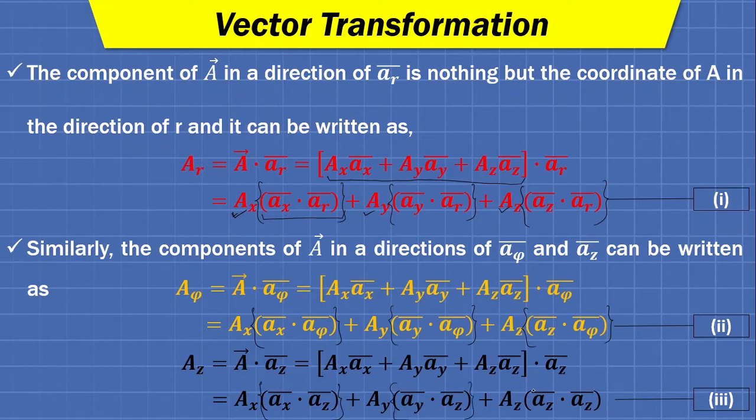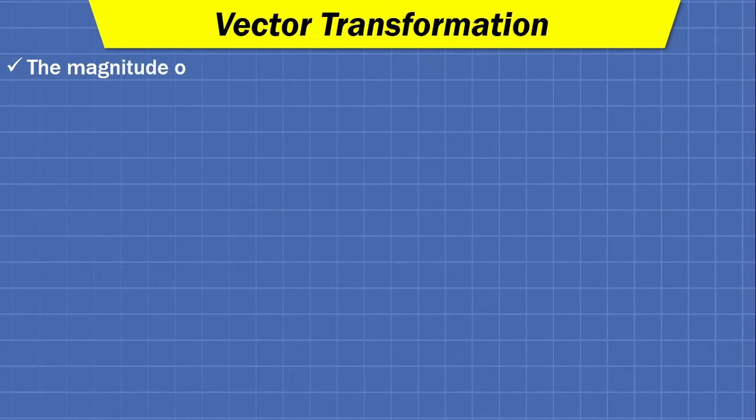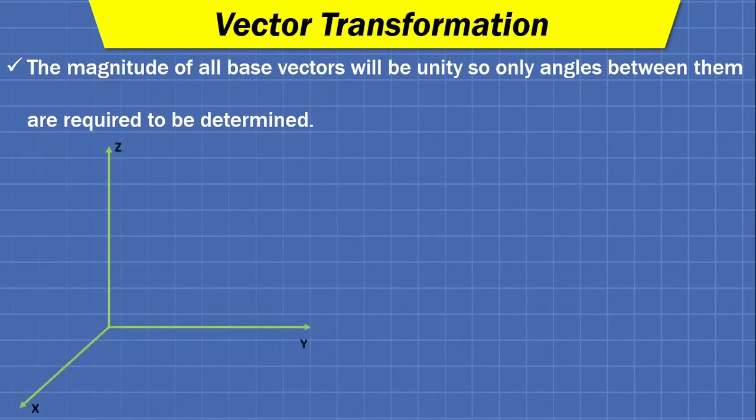So let us learn how we can calculate these 9 dot products. The magnitude of all base vectors is unity, so only the angles between them are required to be determined. Here I have taken a right-handed Cartesian coordinate system in which a point P having coordinates x, y and z is represented, and these are the projections of P on the principal axes.